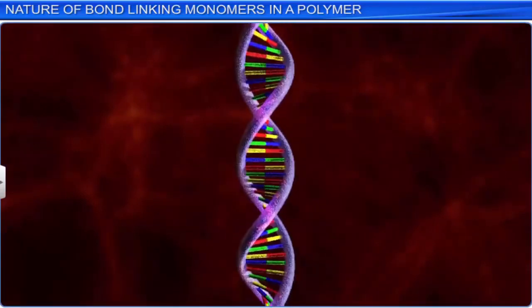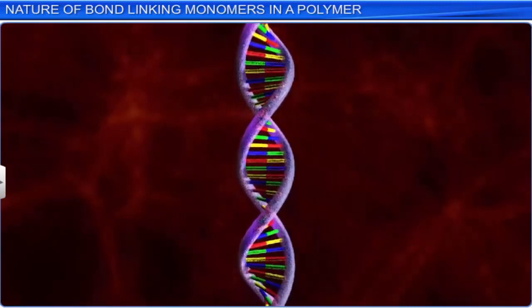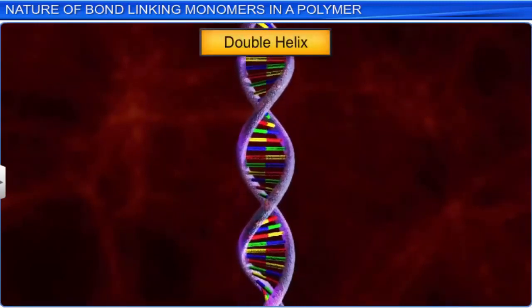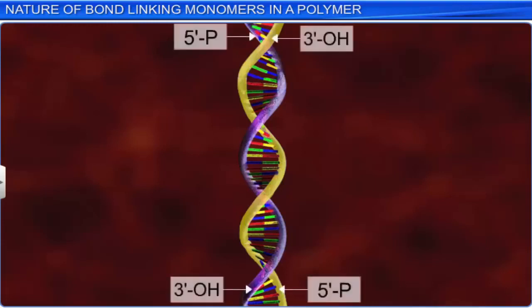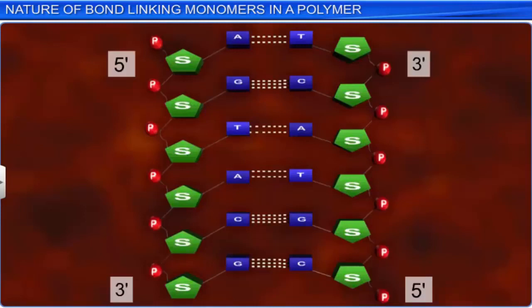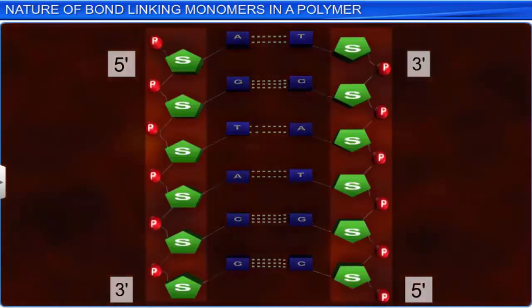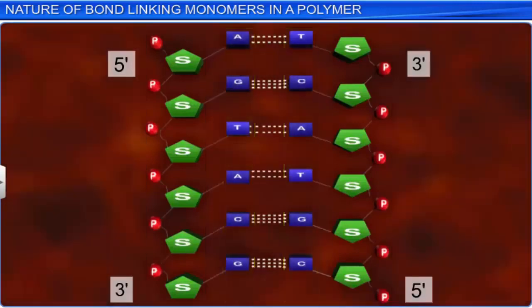Some of the features of B-DNA are that it exists as a double helix. Two strands of polynucleotides run in opposite directions. In other words, they are antiparallel. That is, one strand runs in 3' to 5' and the other strand runs in 5' to 3' directions. The backbone of DNA is formed by a sugar-phosphate-sugar chain. The nitrogen bases face inside and are almost perpendicular to the backbone.